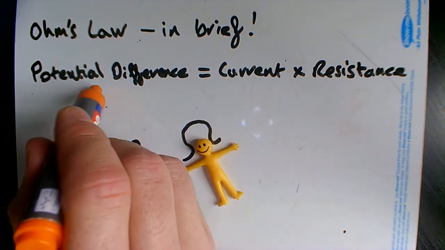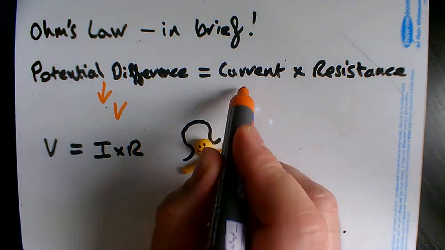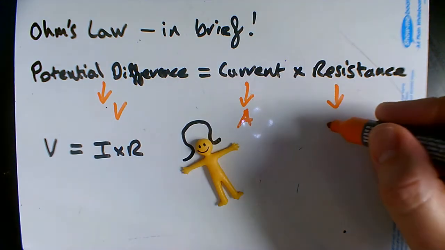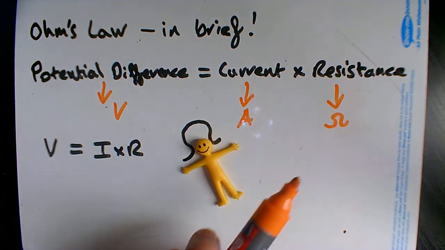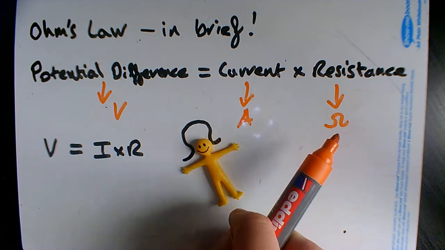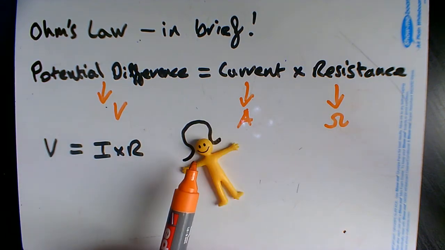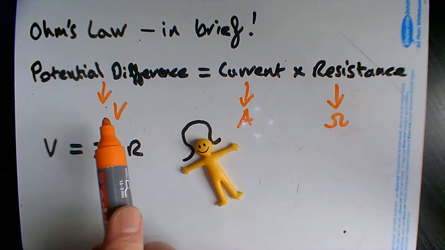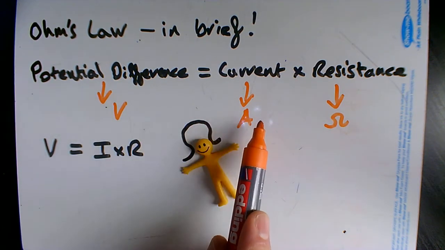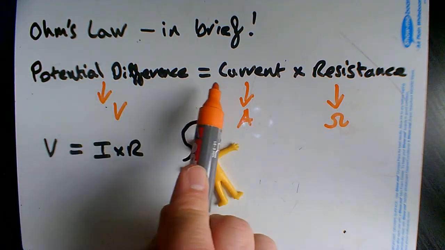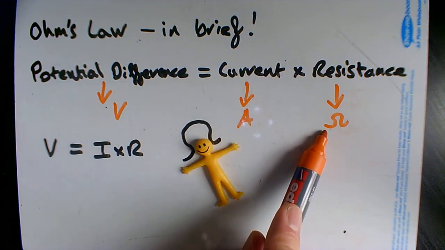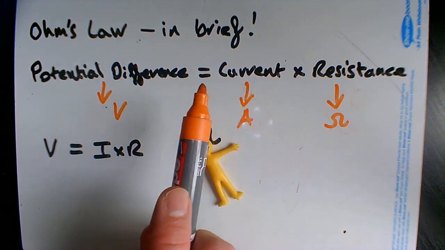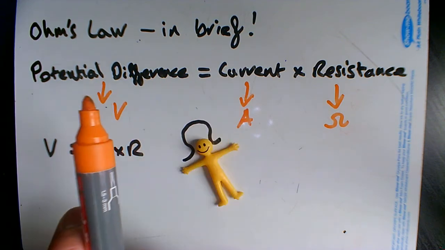Potential difference is measured in voltage, current is measured in amps, and resistance is measured in ohms, named after Mr. Ohm himself. It's this funny squiggly symbol, a bit like the Yellow Man is wearing here. Now, if I have a circuit or a component and I know two of these values, I can use this equation to work out the third value. Doesn't matter which one it is, I can rearrange this equation to make whatever I'm trying to find the subject.